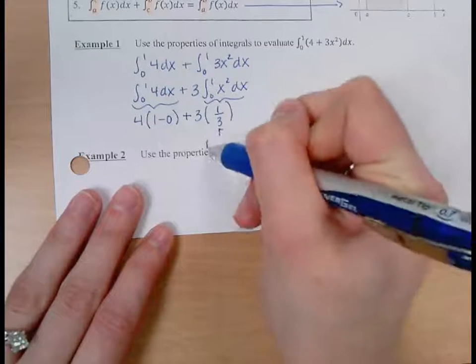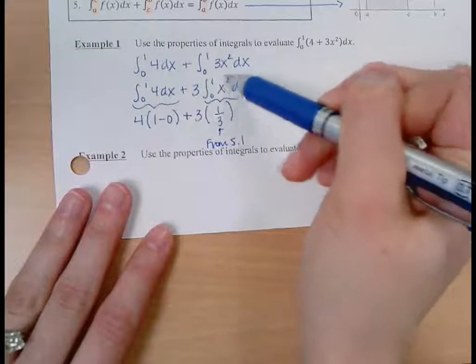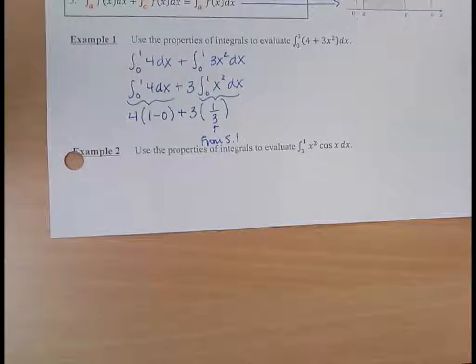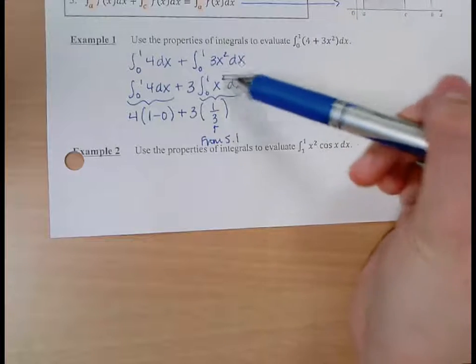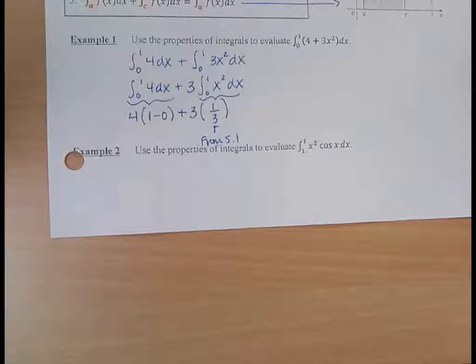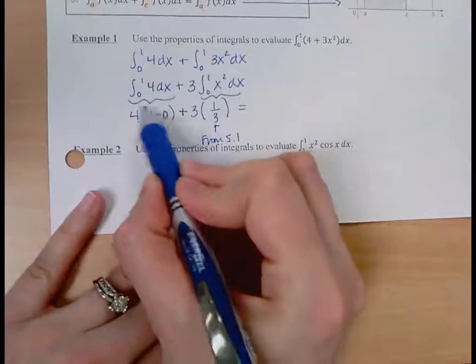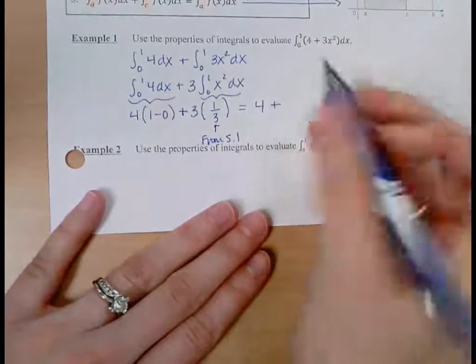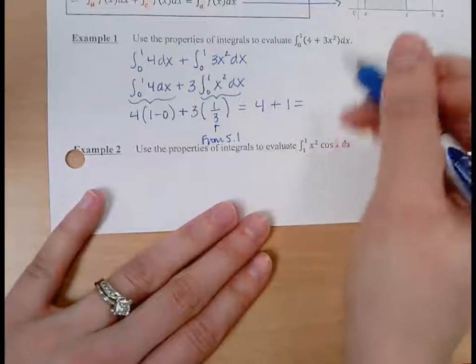So this was from 5.1. So if you are expected to know anything like this in a problem, they will tell you if the integral from 0 to 1 of x squared dx equals 1/3, find, and then it would give you a different integral, and you would have to know then to substitute that in where appropriate. So you're not just expected to know that. So then from here I would just evaluate this. So this is just 4 plus 3 times 1/3 is 1. So the value of this integral is 5.